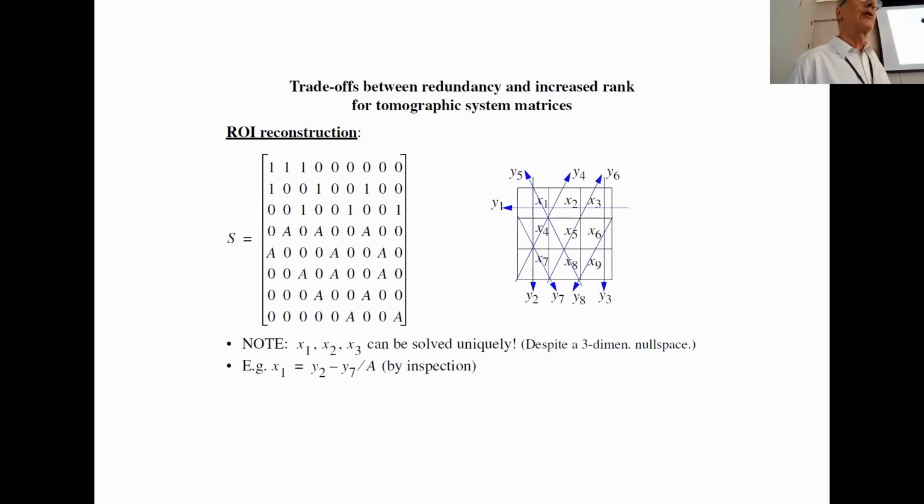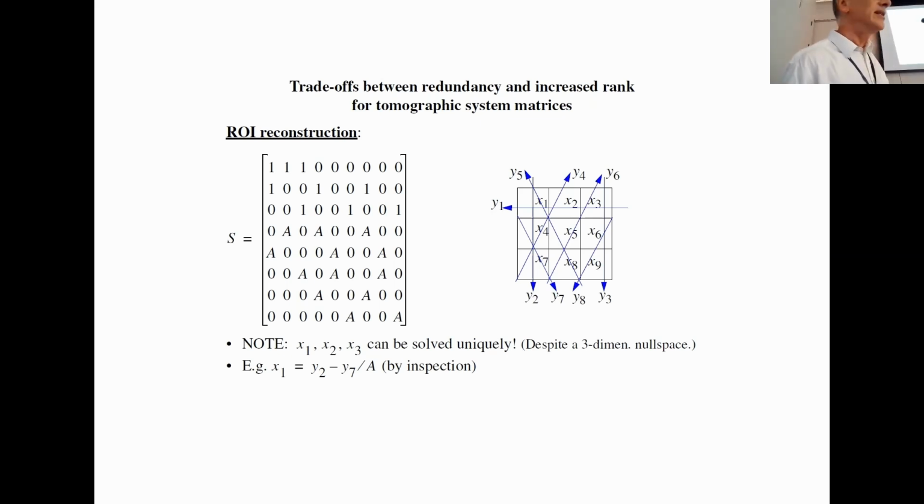So you can actually, by inspection, notice that you can find X1. Look at the matrix and you can solve that. Or it's maybe even easier to look on the right-hand side and look at those arrows. If you look at Y2, it's the sum of the left column. Look at Y7, it's the sum of X4 plus X7. So you basically subtract X7 with some normalization from X2, and you get X1. So you do get the solution X1 for this. And in fact, you also get X2 and X3, despite the fact we have this huge null space.